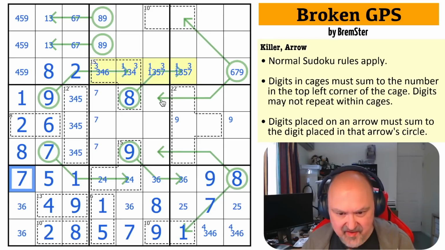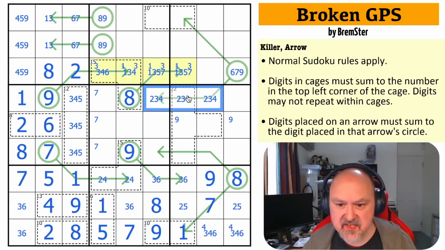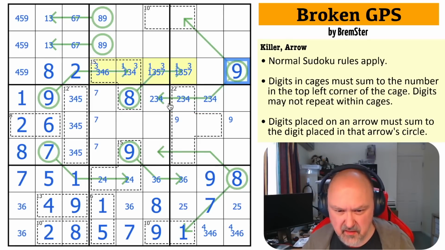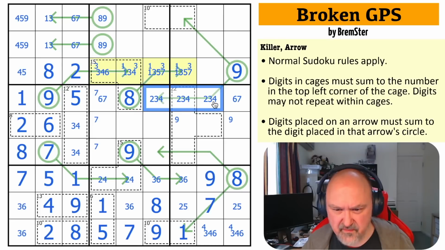Huh. There's no 1 on this arrow anymore. This is 2, 3, 4, and this is 9. Which means this is not 9. There's no 3, 4 there. This is 5. There's no 5 here. These are 1, 2, 3, 4, 5, 6, and 7. 2, 3, 4.